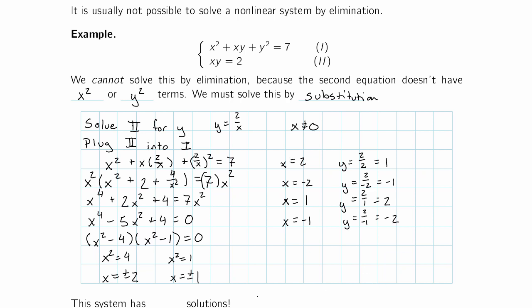And again, when we check all of those in equation 1, we see that all of them work. So we actually have (2, 1), (negative 2, negative 1), (1, 2), and (negative 1, negative 2). This system has 4 solutions. Okay, so that was a system that we had to solve by substitution because we didn't have enough terms to eliminate all of the variables.